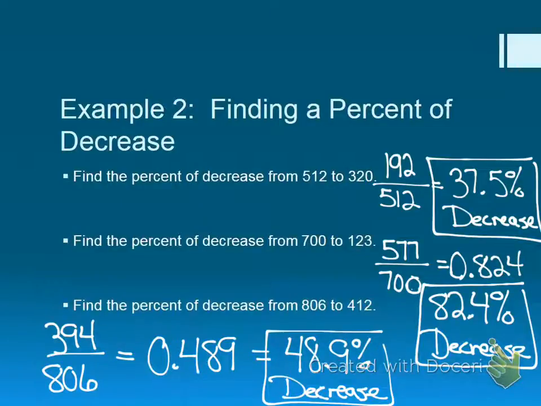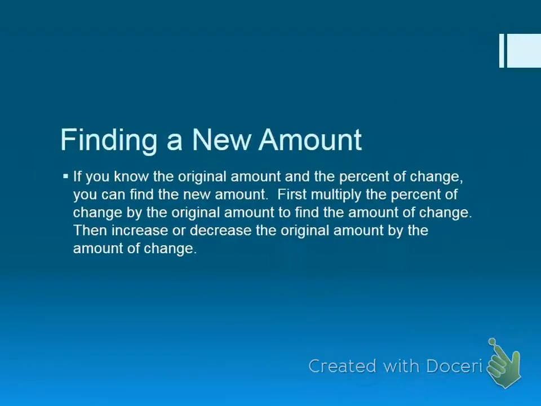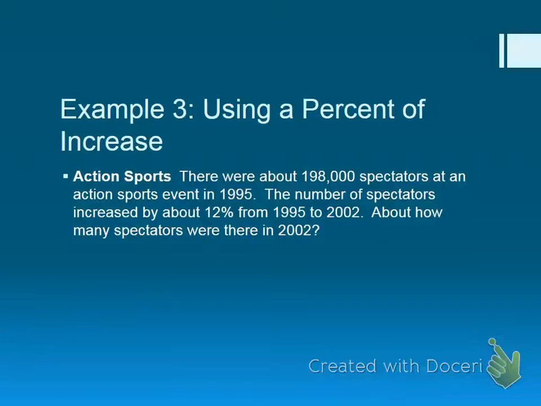Now let's find new price. Okay, they want us to find new price. To find the new amount, there's 2 steps. The first step is to identify the percentage of the original amount.